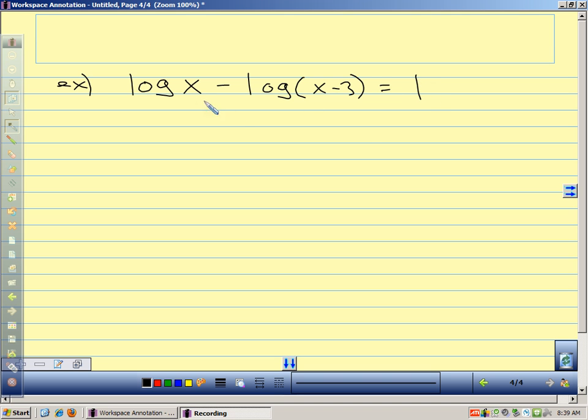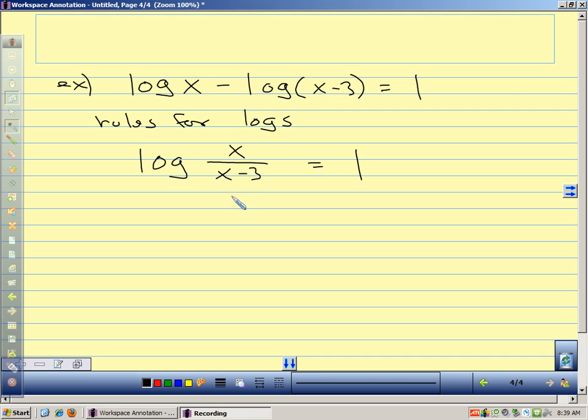Anybody see what we might be able to do with this? Think about our rules for logs. What can I do with log x minus log of x minus 3? Right. Subtraction turns into division. So I turn this into log of x over x minus 3 equals 1. So I remember my rules for logarithms here. Turn this subtraction into division.